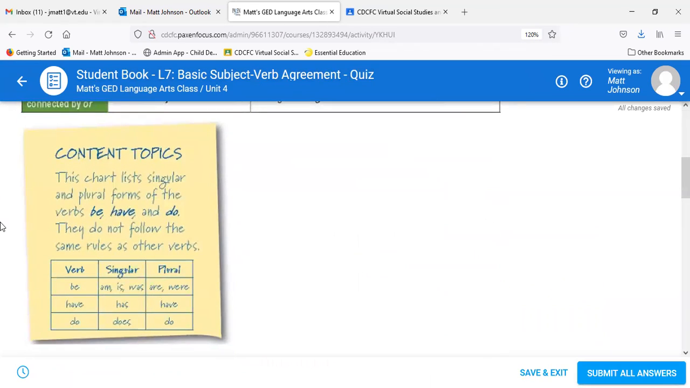Content topic. So this chart lists singular and plural forms of the verbs be, have, and do, right? So just like we talked about irregular verbs, you get into some different sorts of verbs where you're not simply going to add S at the end. And like it says, they do not follow the same rules as other verbs. For the verb be, the singular forms are am, is, was. The plural are, were. Have, same thing. We change that to has for the singular, and the plural is have. Do, singular, does, plural, do.